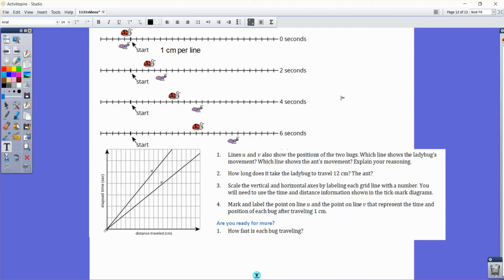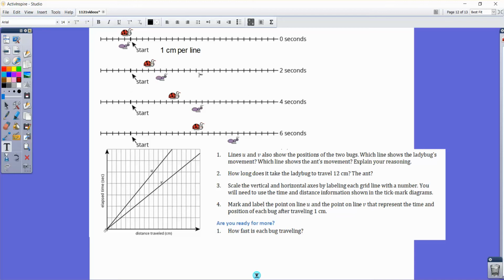So that means that here's the starting line. That's sort of our 0 reference point. The ladybug will have traveled 1, 2, 3 centimeters in that time, okay? So that right there should help you kind of analyze and figure out how long it's going to take the ladybug to make it 12 centimeters, and also take a look at the ant and try to figure that out as well.